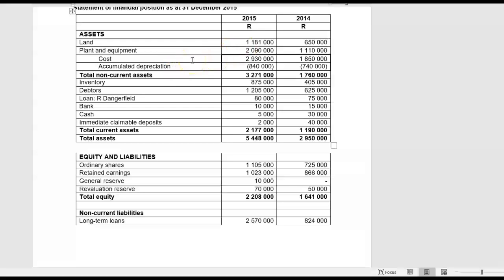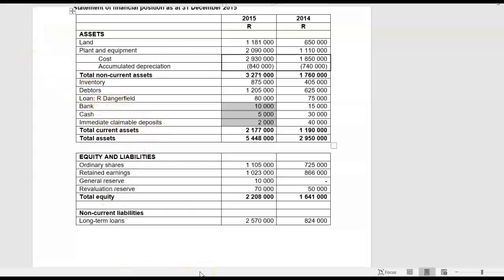If they don't ask you investing activities, don't waste your time on that unless it's necessary. Plant and equipment cost and accumulated depreciation, inventory, debtors, loan Mr. Dangerfield, bank, cash, immediately claimable deposits. Now, what is important: if they did ask you the full cash flow question, cash and cash equivalents would have consisted of bank, cash, and immediately claimable deposits.